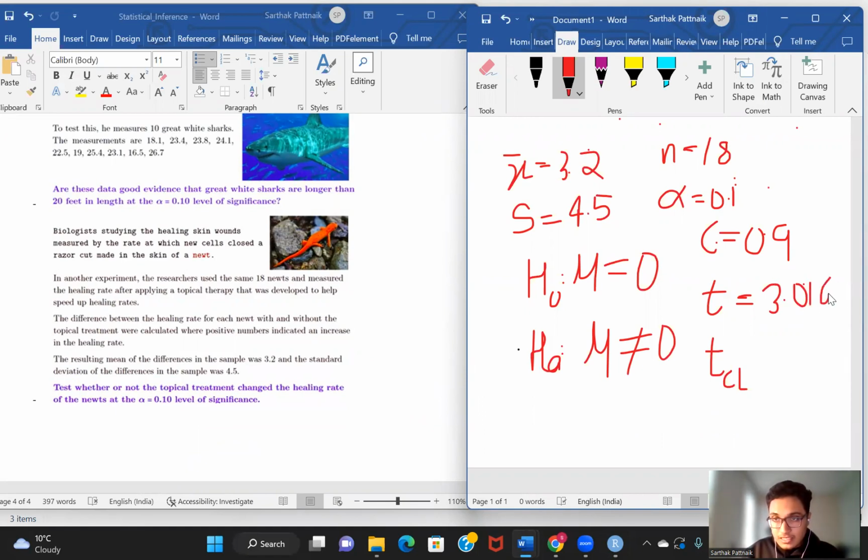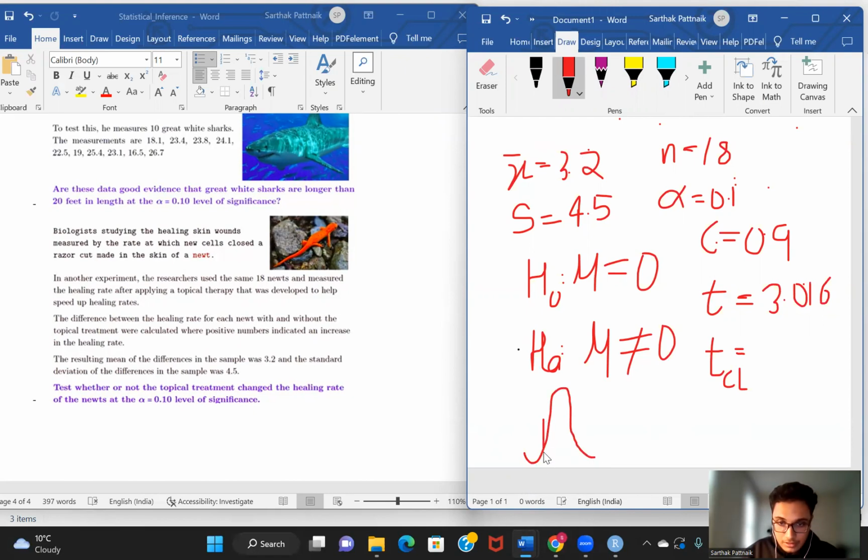Now I have to compare this t statistic value with my critical t value at 0.9 confidence level. Since this is double-sided, we know that if it's double-sided, then this is going to be my critical value. And this right here, in between, let me draw this a little more carefully so that you guys can understand what I'm doing.